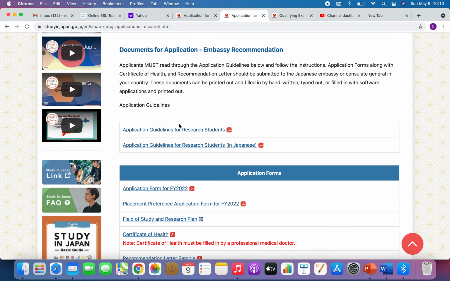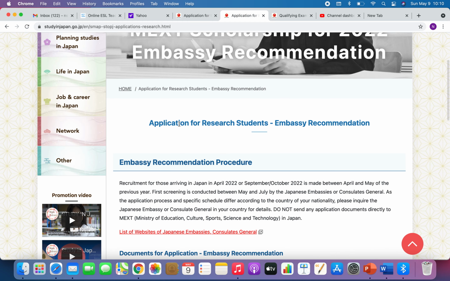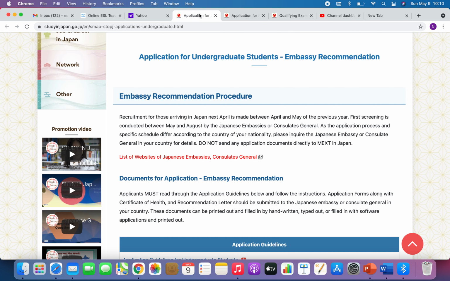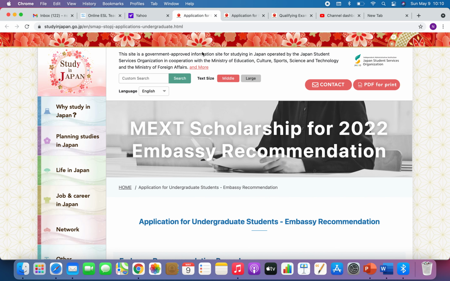So this is the application form for research students, and I'm also going to show you the application form for undergraduate students. I'm going to leave the links to these two forms in the description box so that you can easily get to them. This website is an approved site by the government for studying in Japan.